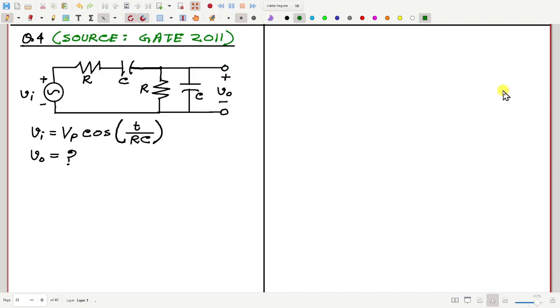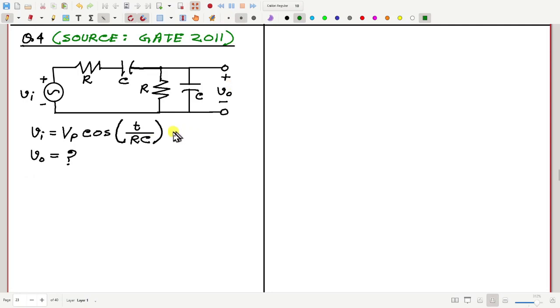In this circuit, the source voltage is given and we have to find the output voltage VO on the right side. Any suggestion? The voltages are given in functional form. How much is omega here?